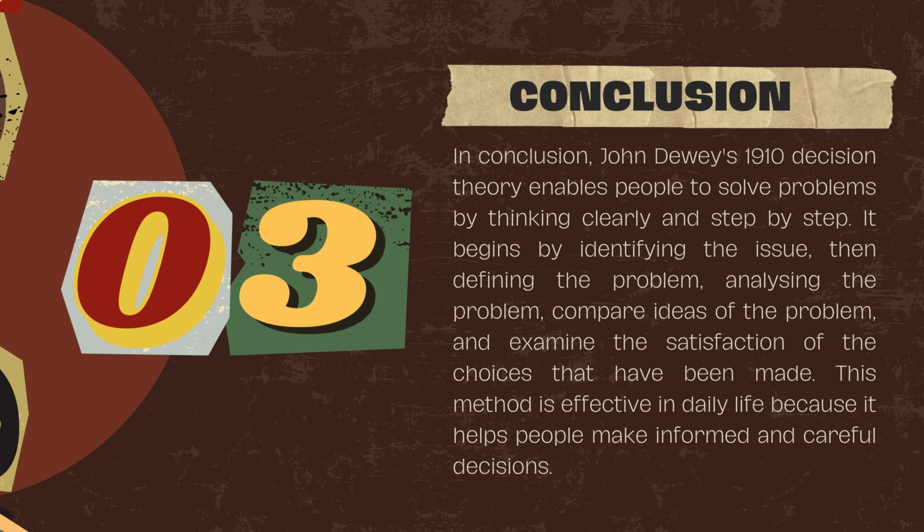In conclusion, John Dewey's 1910 decision theory enables people to solve problems by thinking clearly and step by step. It begins by identifying the issue and then defining the problem, analyzing the problem, comparing ideas for the problem, and examining the satisfaction of the choice that has been made. This method is effective in daily life because it helps people make informed and careful decisions. By following these steps, a person can understand their problem and find the right answer.